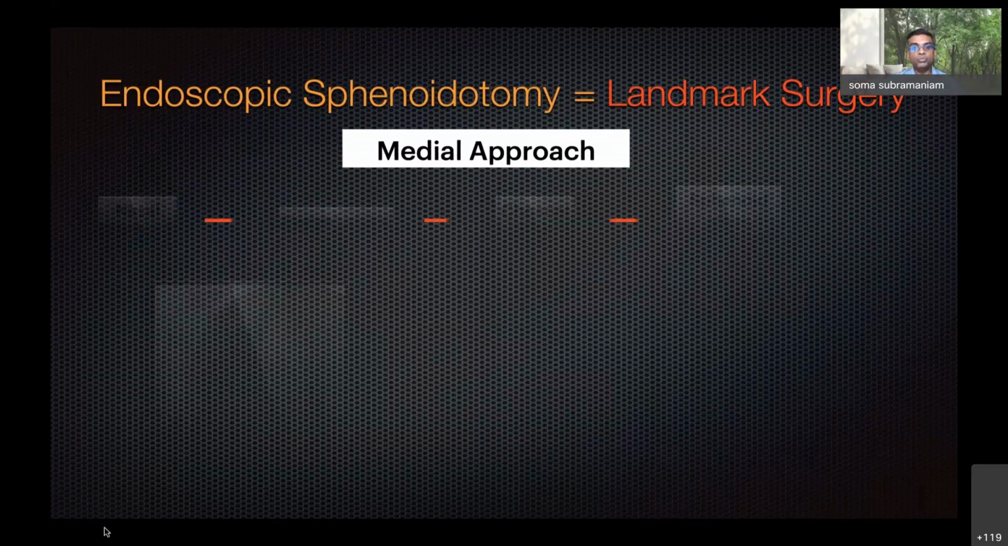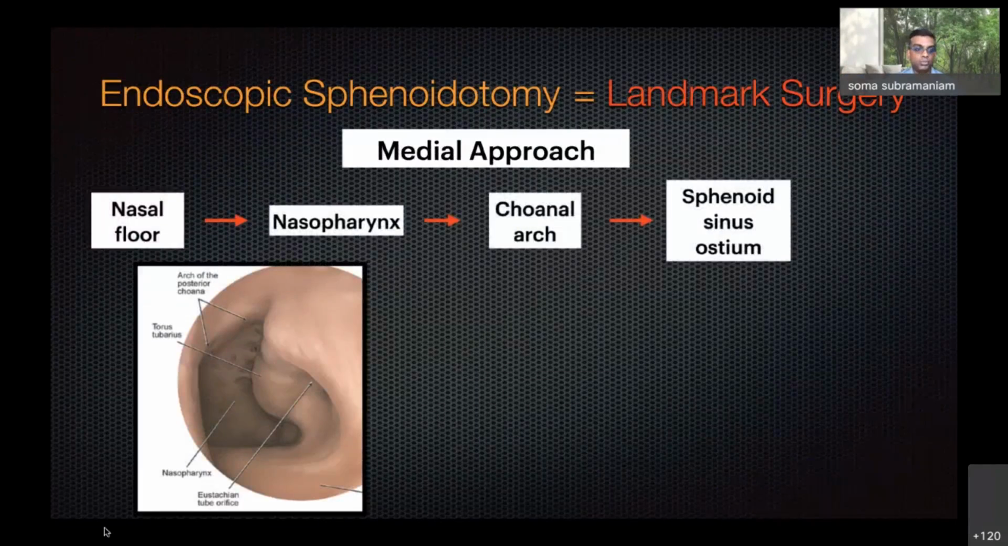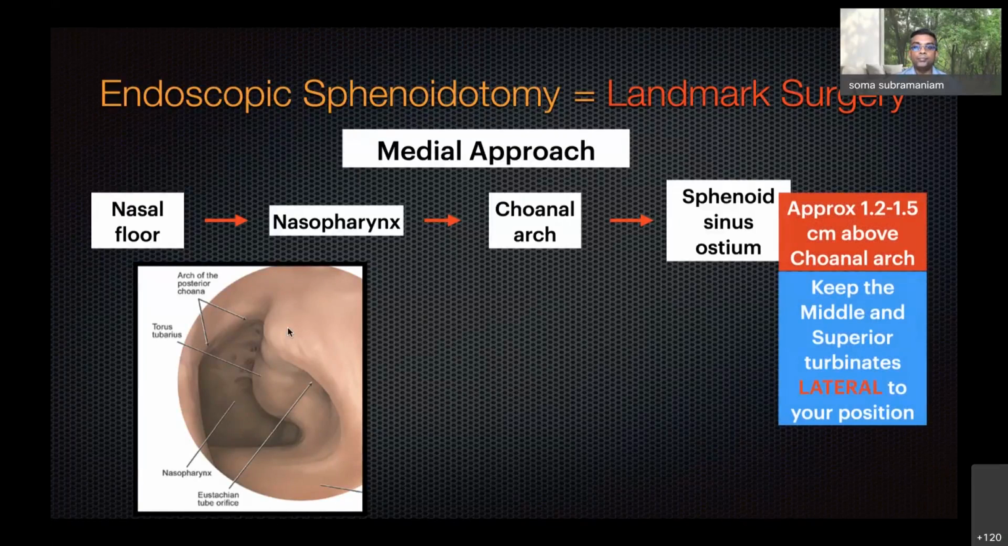So in the medial approach, there are a few other landmarks we can use. The nasal floor will always be there no matter how many sinus surgeries have been done. The nasopharynx will be there and the choanal arch will always be there. All right. So use these very simple landmarks to orientate yourself. And we know that the sphenoid sinus ostium is going to be approximately 1.2 to 1.5 cm above the choanal arch. And keep the superior and middle turbinates lateral to your position.